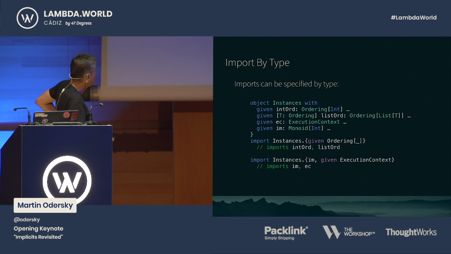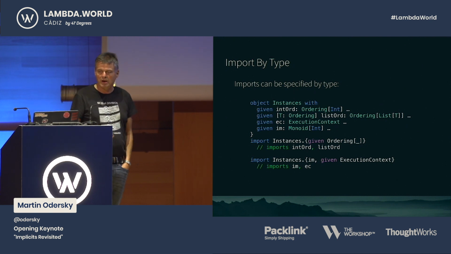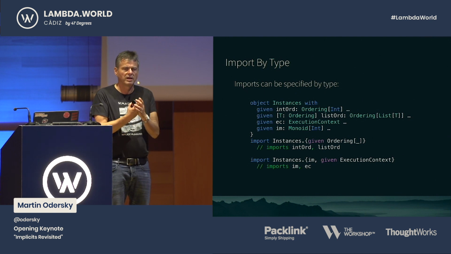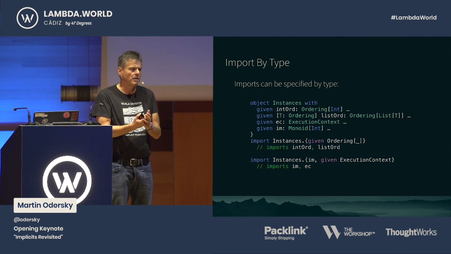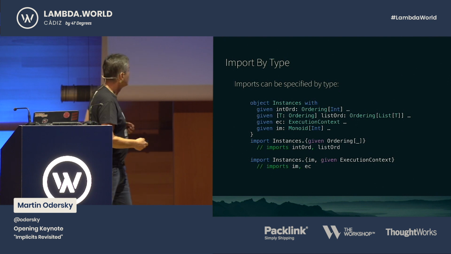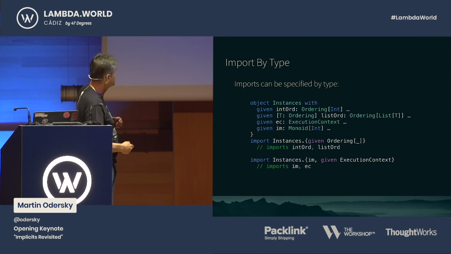So there's a new way of import, which is, I believe, quite useful. What do we care about when we import given instances? We care not about their name, we care about their type, right? We want the given instance for this type. That's a good specification. So we want to say import given instances, essentially what you have for the ordering, any ordering instance we want. So you write here, given ordering, the underscore here is the abstract type of ordering, and that would import int ord and list ord.